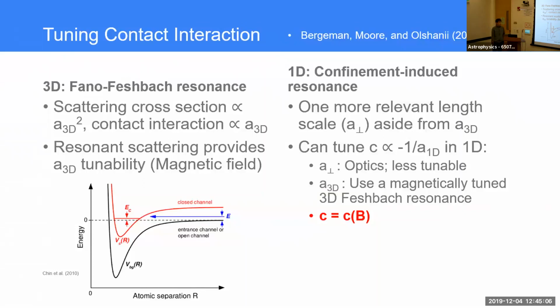It is so termed because now there exists one additional relevant length scale in our problem, which is the transverse harmonic length, A perp, aside from A3D. So in order to tune C in 1D, there are two ways. One is to tune A perp, but this involves changing the optical lattice in some ways, which is less convenient. So indeed, we'll use the magnetic tuned Feshbach resonance and enjoy this large tunability of the 3D scattering length in order to change our C and to perform the quantum quench as previously mentioned.